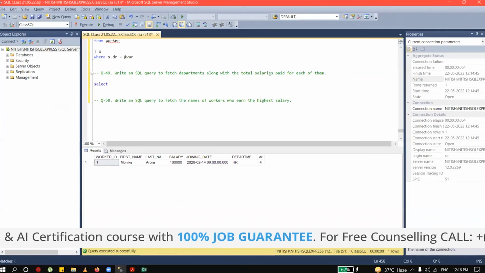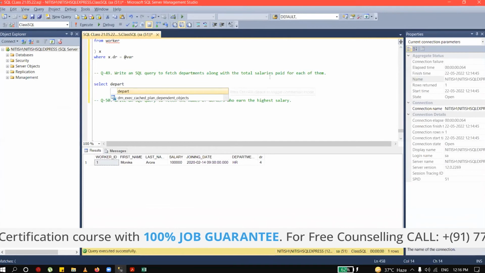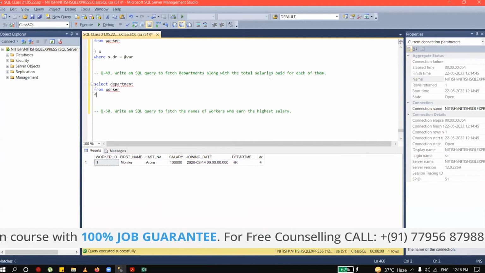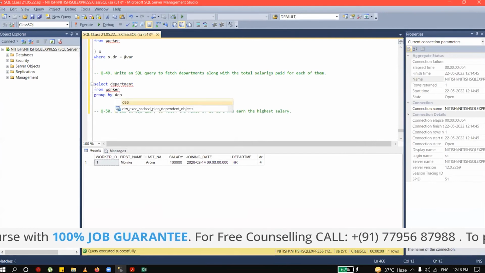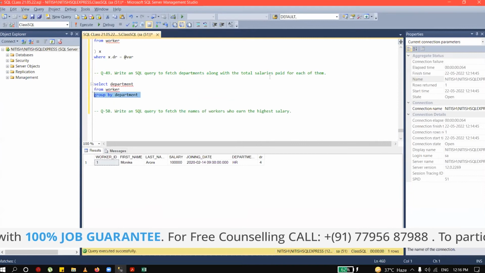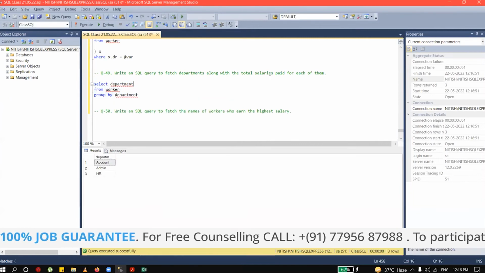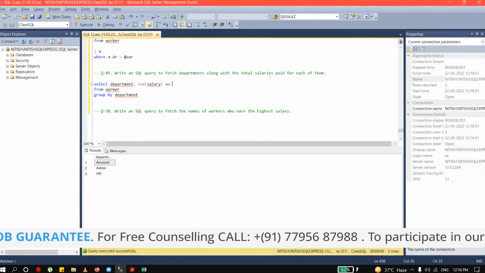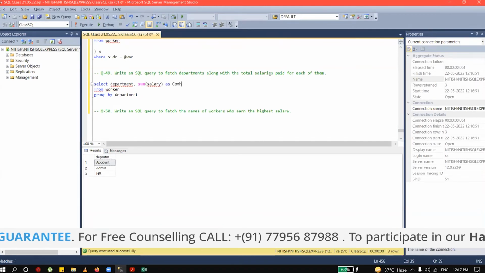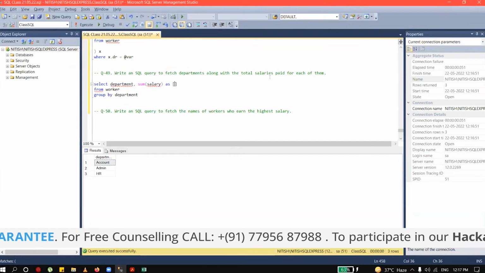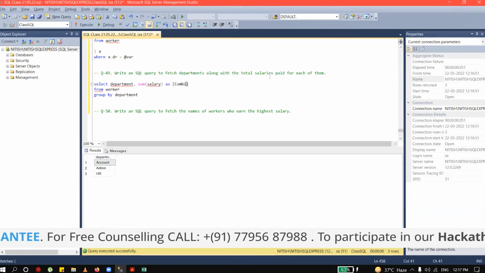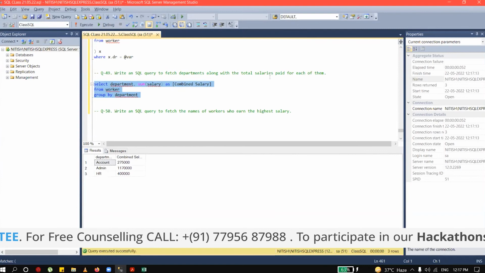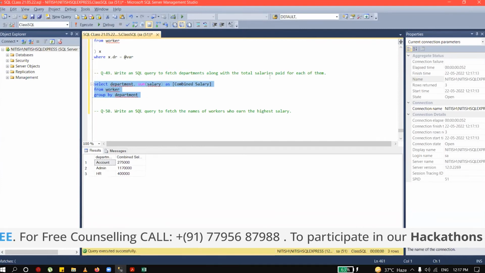Select department from worker, group by department. And now what I want is the aggregate measure, the sum of salary. I'll take it as total salary. Okay, or say combined salary. So it's the group by function. We have to make use of it over here.